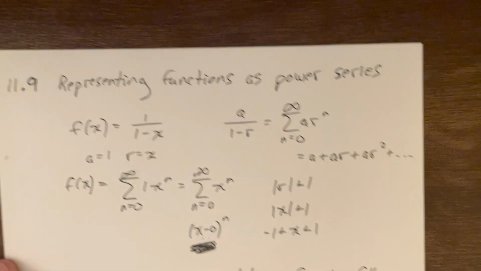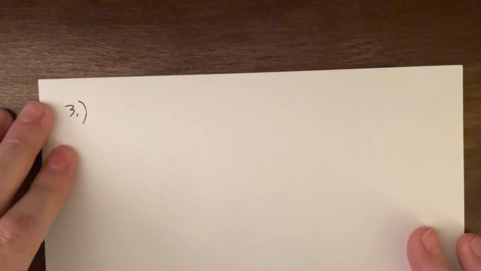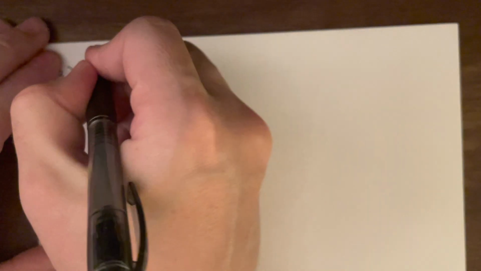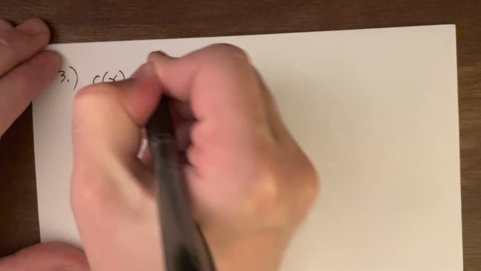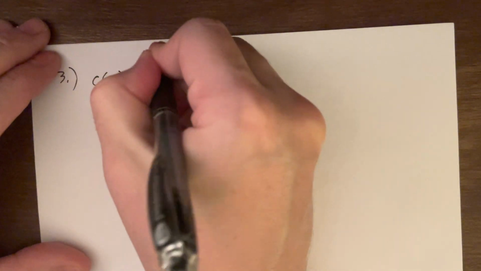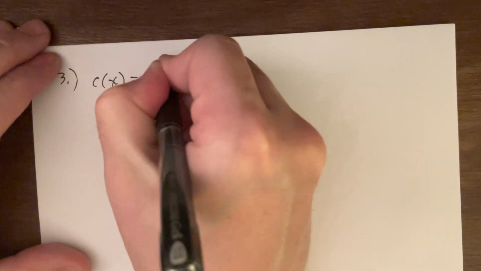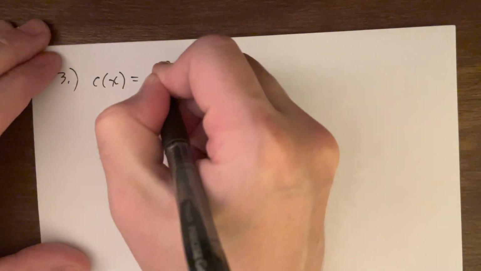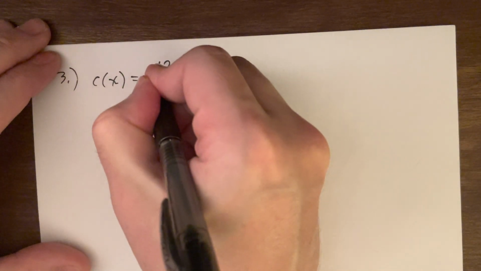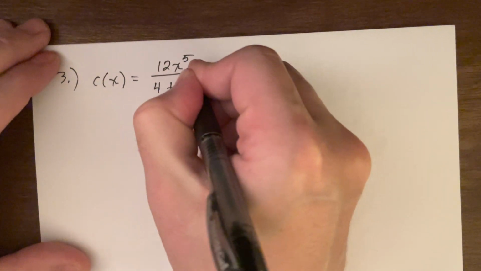One more like this. Number 3, still same directions, everybody. We're still going to go through the whole thing. We're going to find the power series and give the corresponding interval of convergence. So this last one, let's look at, we'll make this c of x. We'll go 12x to the 5th power over, let's go 4 plus x.